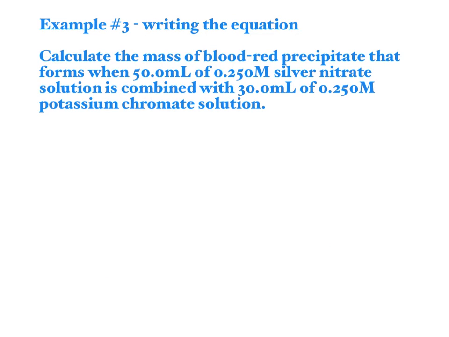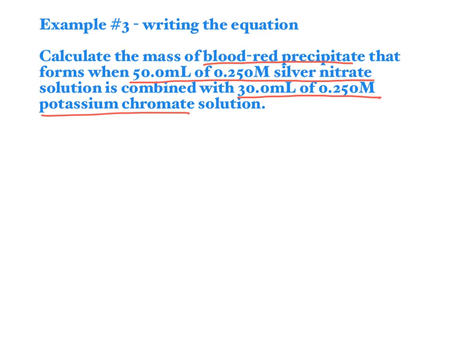Okay, so here's our third problem. This one's written a little more challenging in terms of writing this equation out, but that's okay. It's good for you. You need the practice anyway. So let's take a look at what we got. Calculate the mass of some sort of blood red precipitate. I love that name. That sounds so scary. That forms when you've got 50 mL of silver nitrate reacting with 30 mL of potassium chromate.